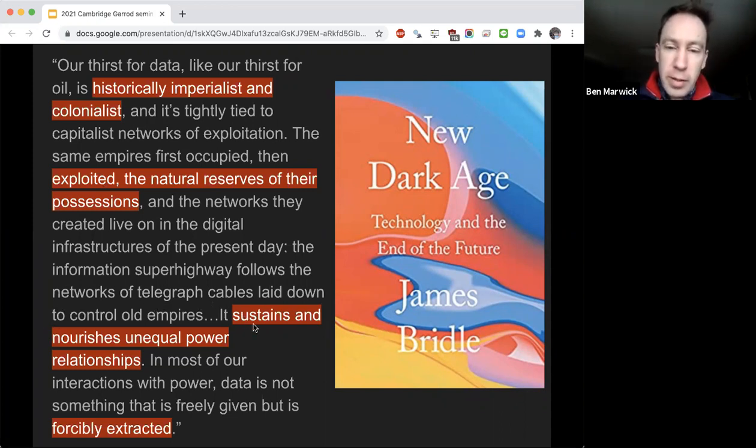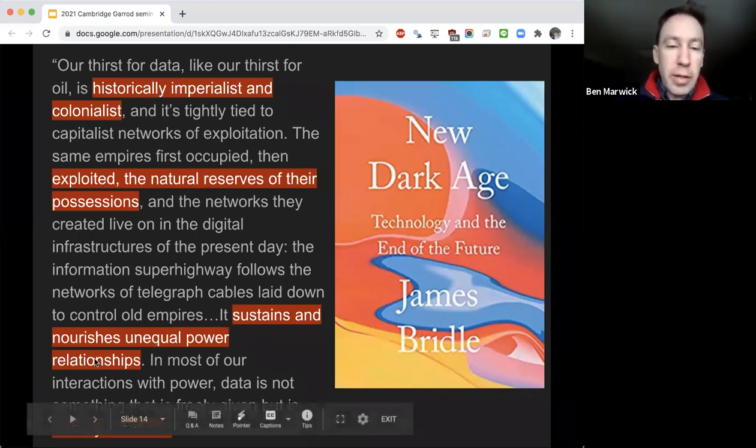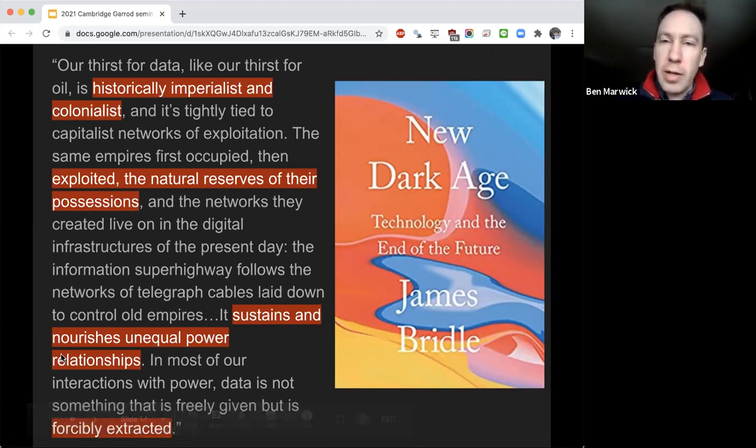So he talks further about how gathering, acquiring, and controlling data sustains and nourishes unequal power relationships. And I think this is a really critical point that I will expand on in a second: colonial logics have at their root unequal power relationships, and so does the collection and distribution of research data, and especially for archaeologists. Perhaps for archaeologists no more than any other field, I believe.